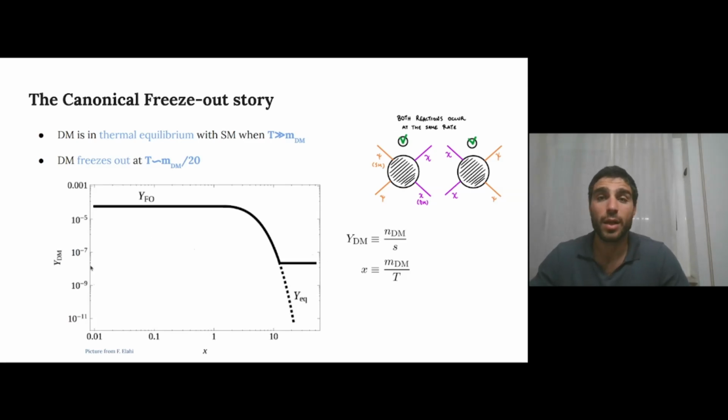Here, I'm showing a plot of the dark matter yield, which is simply the number density normalized by the entropy density in the standard model bath, as a function of x, which is just the ratio between the mass of the dark matter and the temperature of the standard model bath. And so we clearly see that in the freeze-out story, dark matter freezes out at a temperature roughly a 20th of the mass of the dark matter.